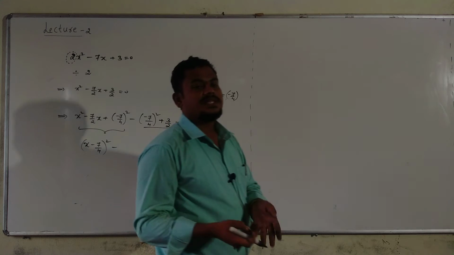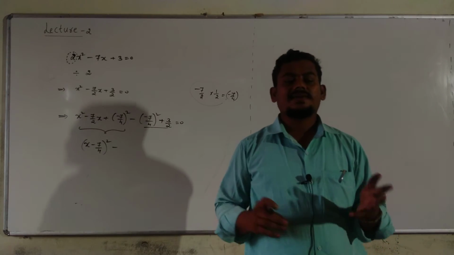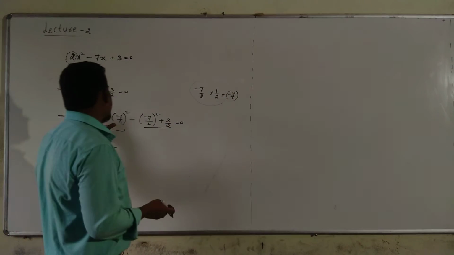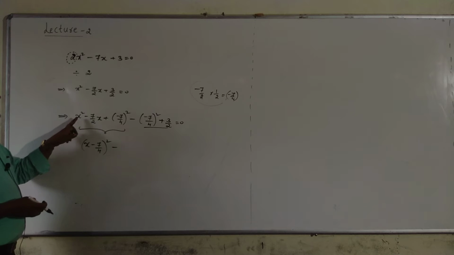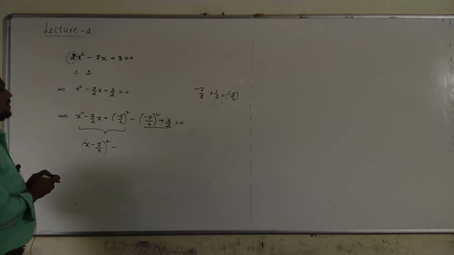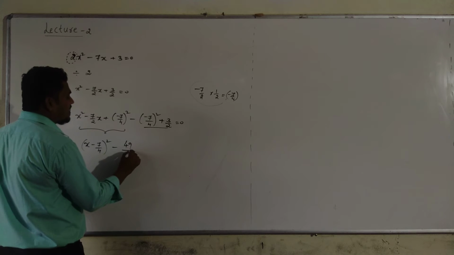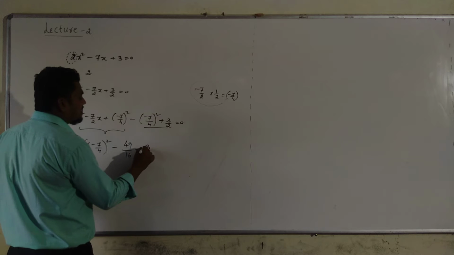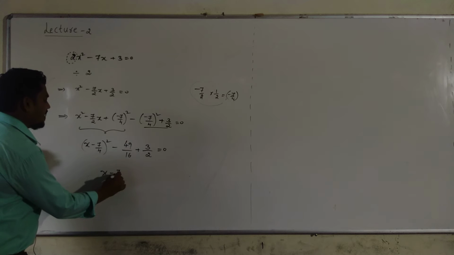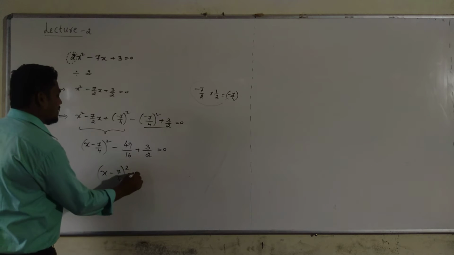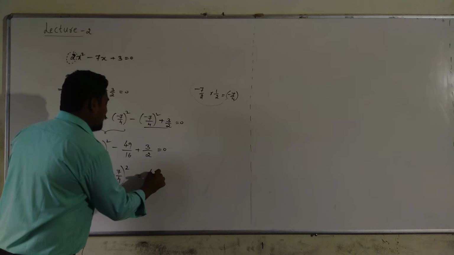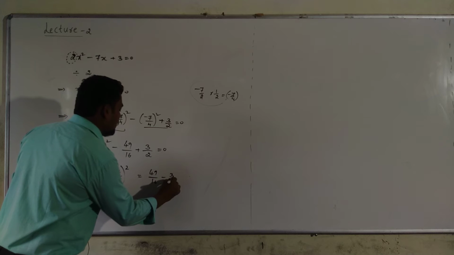After adding half of the coefficient of x, squared, add and subtract, clearly the first three terms become a perfect square. It is like a square minus 2ab plus b square. Next, the remaining terms: minus 49 divided by 16 plus 3 divided by 2 equals 0. So (x minus 7 divided by 4) whole square equals, setting these two terms into the RHS, plus 49 divided by 16 minus 3 divided by 2.